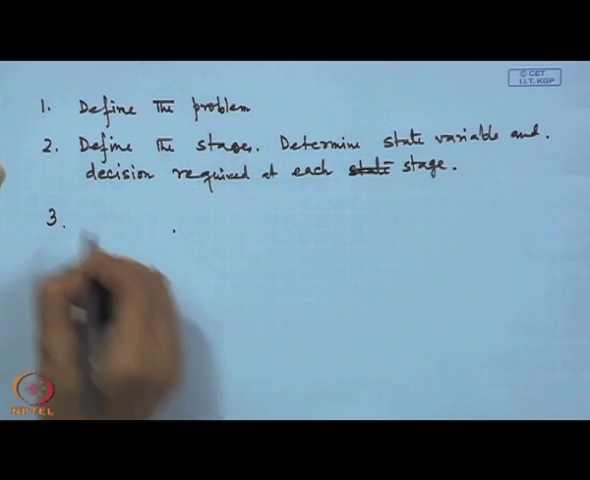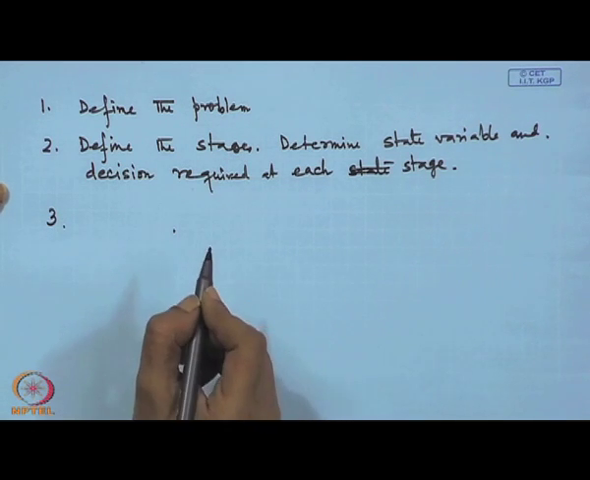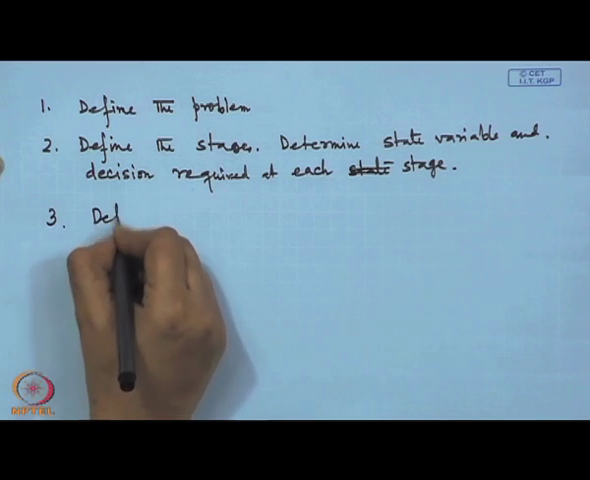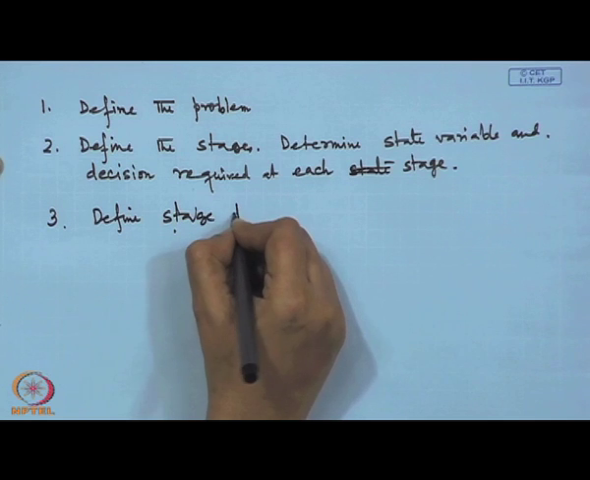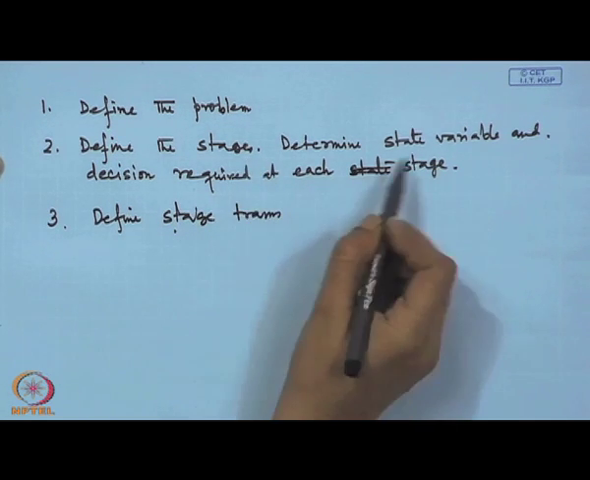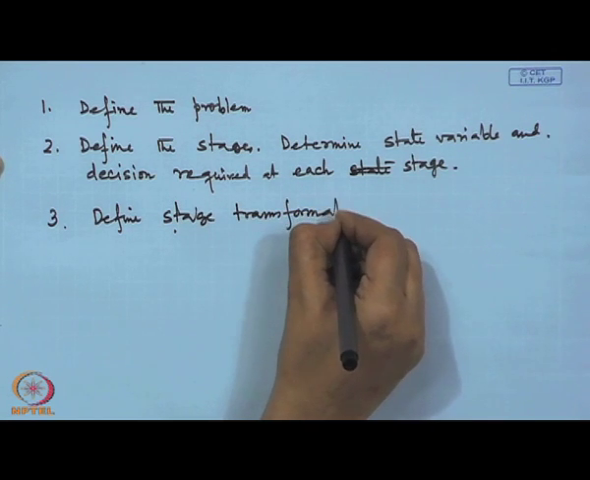We will move to the third. We will specify the relation of how one state of one stage can be moved to the state of the other stage. That is why we need to define the state transformation equations. Once we form the state variables, from there we can formulate the state transformation equations.